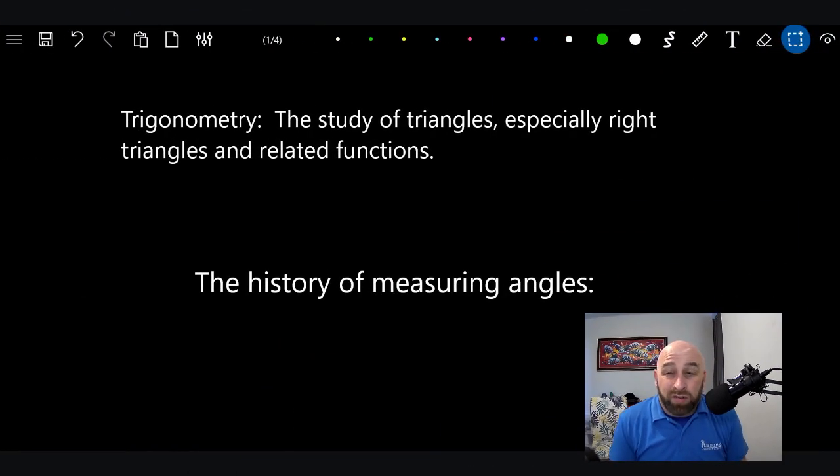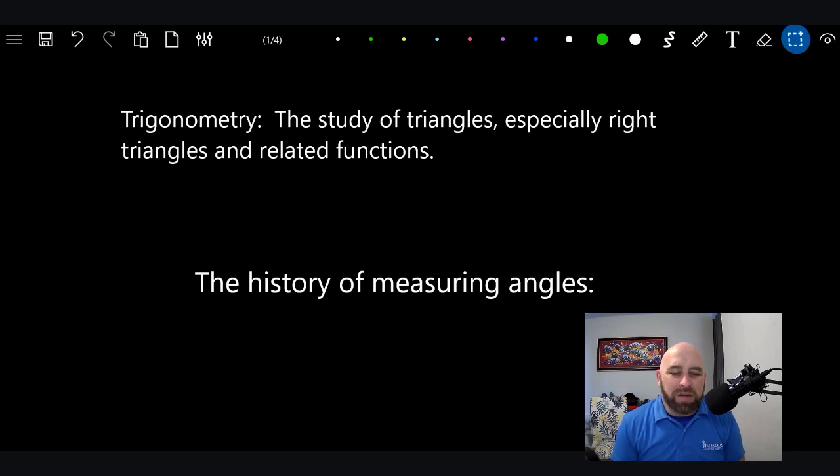Chapter 8, Lesson 1. Angles and triangles. Let's talk about some things. First of all, what in the world is trigonometry? We need to know what it is. All right, so if we're going to study it, we need to know what we're studying. Trigonometry is the study of triangles. Then I wrote especially right triangles and related functions. What does that mean? Basically, we dedicate an entire year to studying right triangles and their related functions.